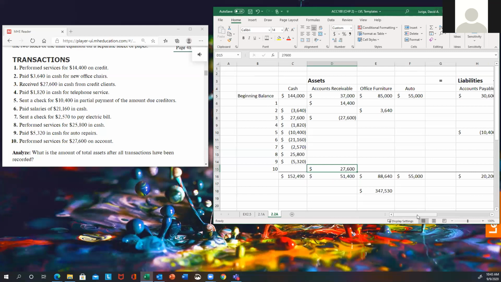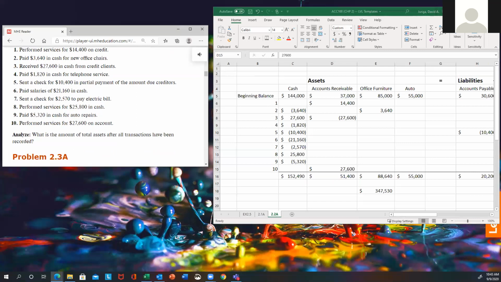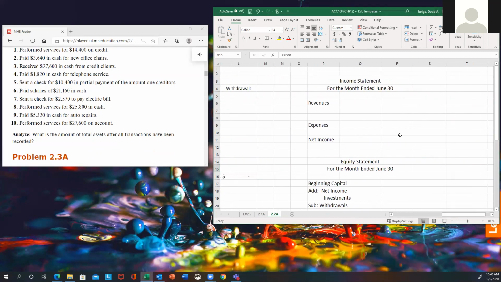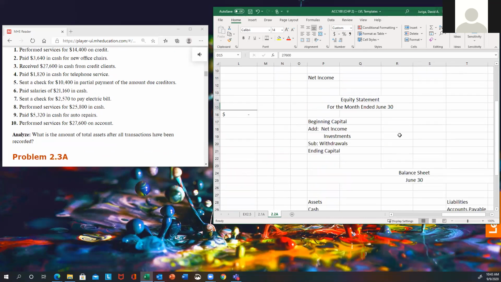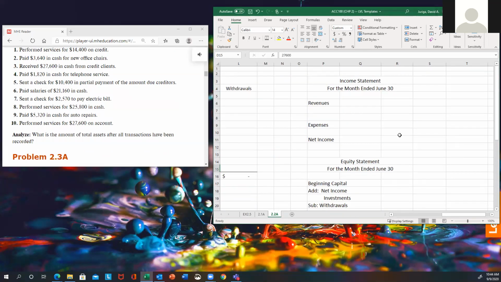Okay. So this problem then says, of course, the only other question in this problem was, what is the amount of total assets after all transactions have been recorded? And of course, we just said $347,530. All right, now, same thing, just like the other one. Let's go over and put together the financial statements. So you notice we've already got these set up. We've got income statement, equity statement, and balance sheet. And again, this is being recorded, so I know if you're trying to write fast, you may have to rewrite some of the stuff. But again, let's just plug the numbers in.